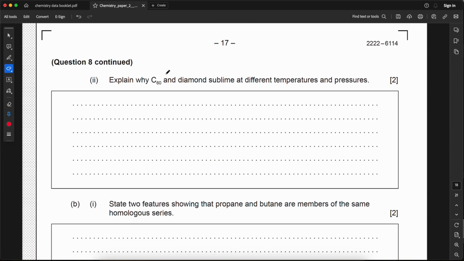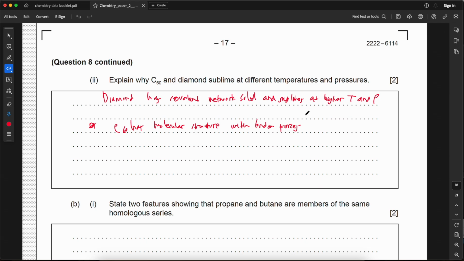Explain why C60 and diamond sublime at different temperatures and pressures. Diamond has a covalent network solid and sublimes at higher temperature and pressure. It means it can turn directly from solid to gas, sublimation. C60 has a molecular structure with London forces.